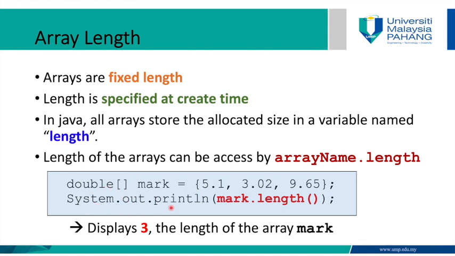You can System.out.println and then mark.length. It will print the length of the array. Like here it will display 3, the length of the array here, because we have 3 data values here: 5.1, 3.02, 9.65.